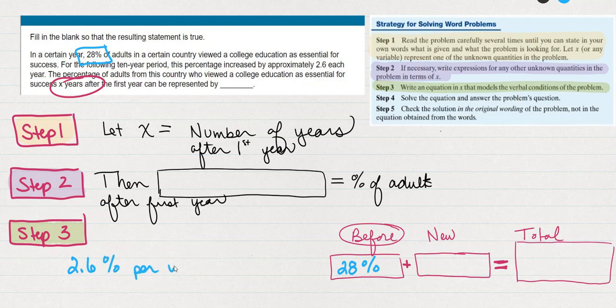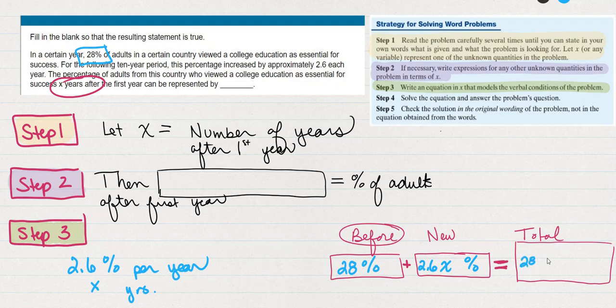So if it's 2.6% per year, and we're talking X years, then do you see that this is going to be 2.6x? 2.6 times how many years we are after that first year. And so our total is going to come from adding these two. Now there are 2 different ways you could write it. We could say 28 plus 2.6x.